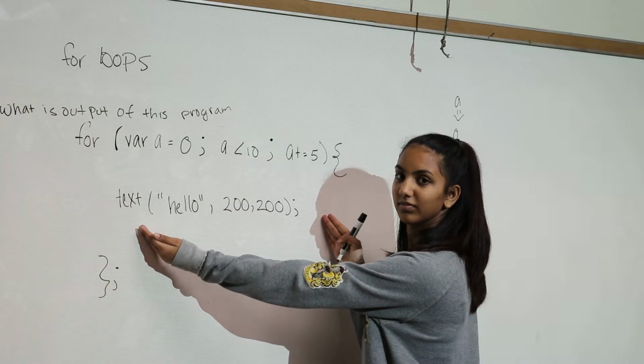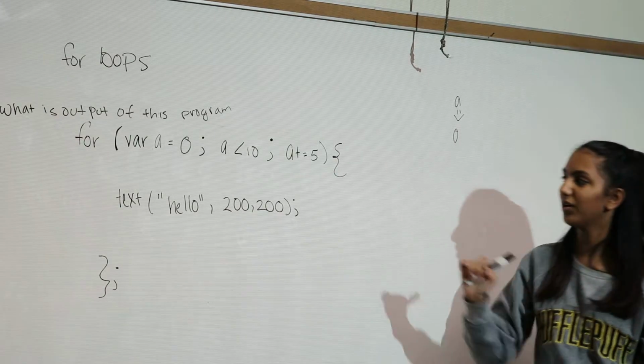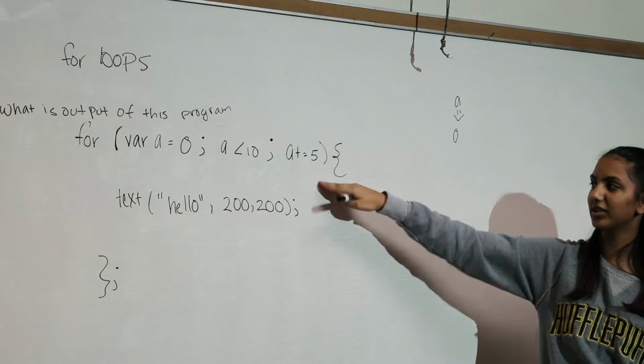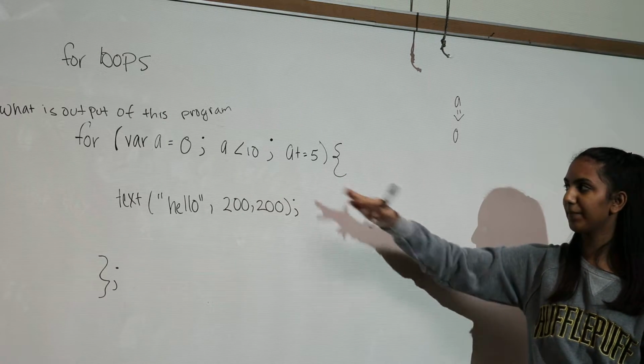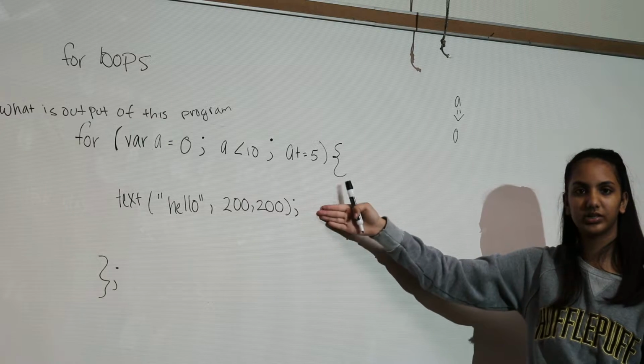My brain's not working. What did I do? So A is less than 10. Check, right? 0 is less than 10, right? Yeah. So then I'm going to go into here. What does this program do?